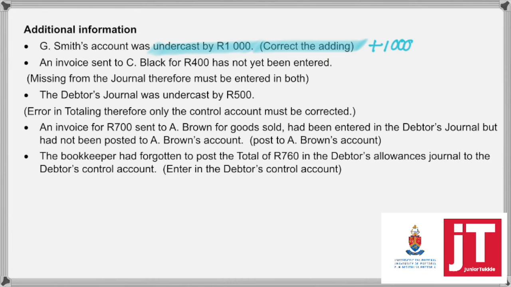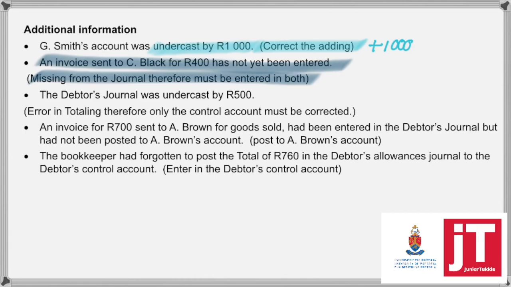To G. Smith's account. Then an invoice sent to C. Black for 400 Rand has not yet been entered. It's not entered anywhere. So the document is missing. Because the document is missing, it's missing from the journal, and therefore it wasn't posted to the control account. It wasn't posted to the individual's account. So it must be entered in both the control account and the list.